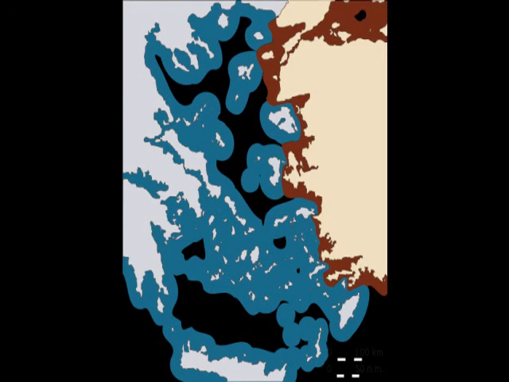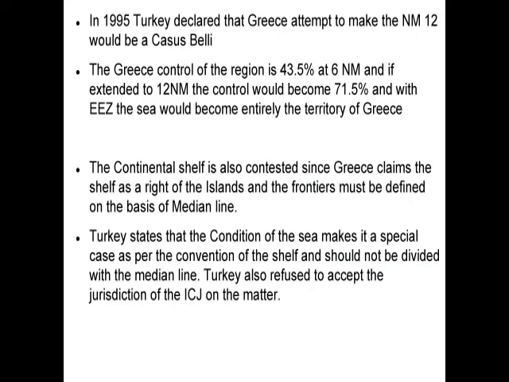And they say that the frontier must be defined by the median line in accordance with the convention on the continental shelf. Turkey states that the condition of the sea is so special, that normally such seas and such disputes are very rare in the world, and as per the convention on the shelf, it should not be divided on the median line but should be given its special status. It is covered in Article 6.7, I believe.